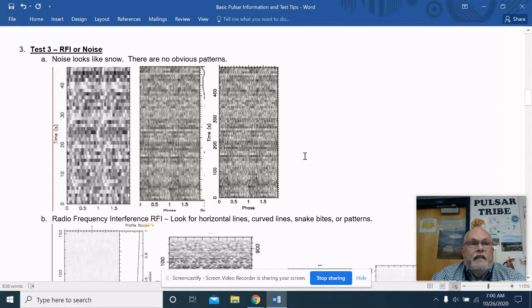Today we're going to look at test 3. We're going to distinguish between noise and RFI. You'll find this test much easier than the last one. And here's what I have for you.